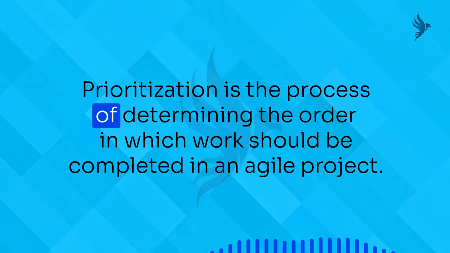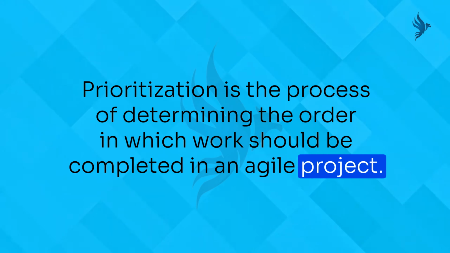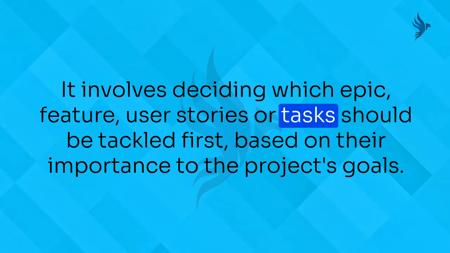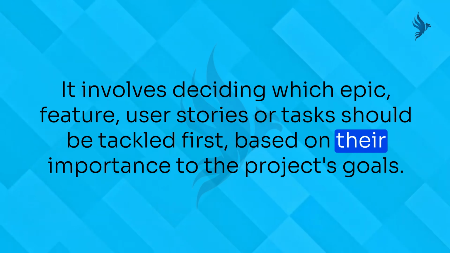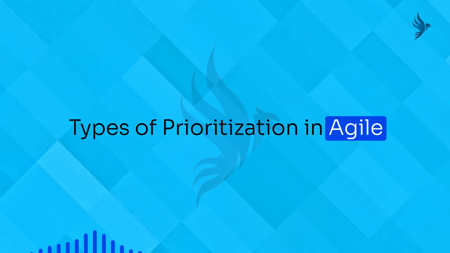Prioritization is the process of determining the order in which work should be completed in an agile project. It involves deciding which epic, feature, user stories, or tasks should be tackled first, based on their importance to the project's goals.